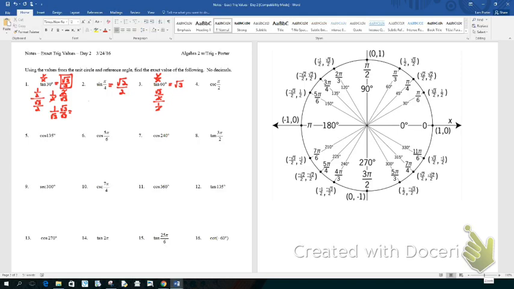We are dealing with cosecant. Cosecant is the inverse of sine.